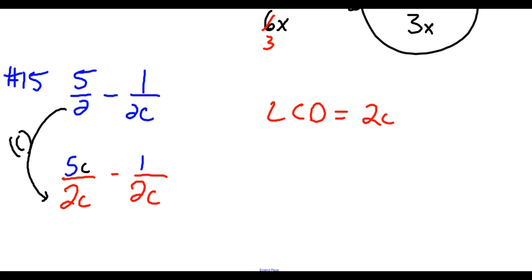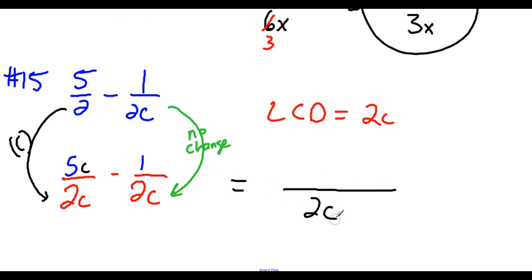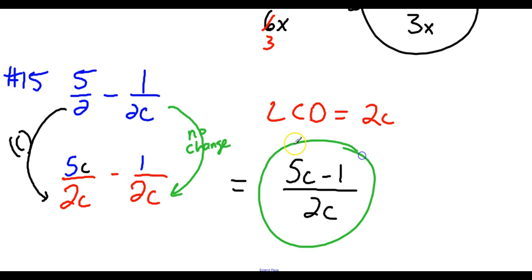That one we had the 1, and going from here to here, it did not change. So if it doesn't change on the bottom, it doesn't change on the top. Alright, so when you put it all together, it's 5c minus 1, and that's over 2c. Okay, and some odd, some even, so there's no common factors you can divide out of this one. So for that one, that would be your answer.